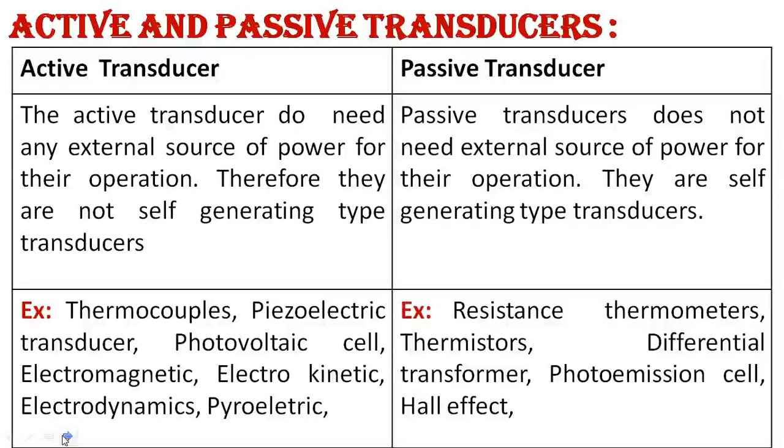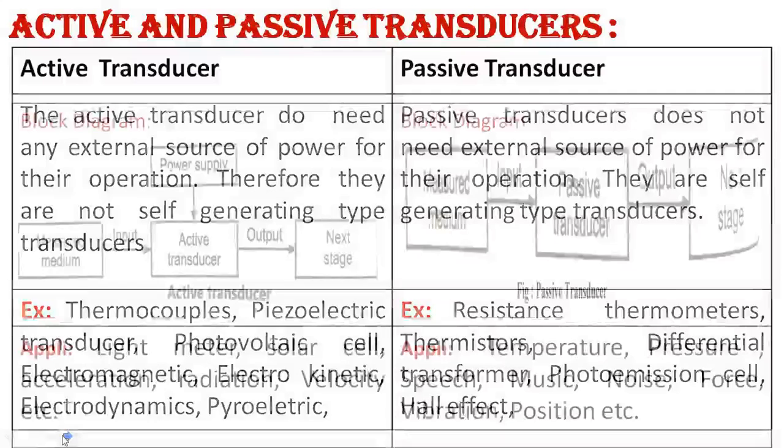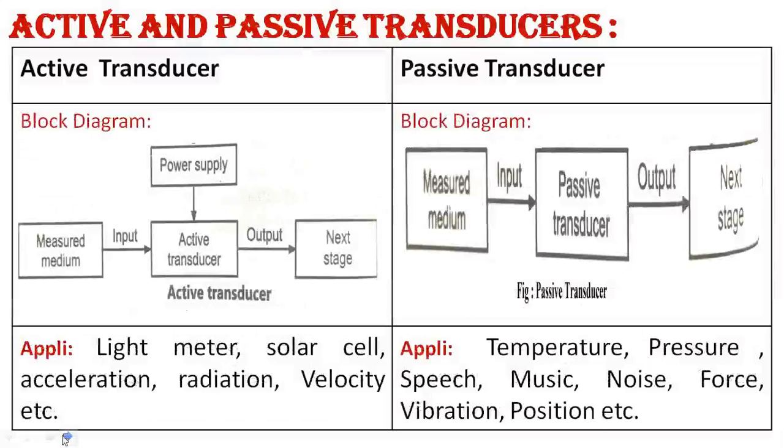Examples of active transducers: thermocouple, piezoelectric transducer, photovoltaic cell, electromagnetic, electrokinetic, electrodynamic, and pyrolytic transducers are the active transducers. And examples of passive transducers: resistance thermometer, thermistor, differential transformer, photo emission cells, Hall effect, etc. are the passive transducers. Now we have to see the block diagram of active and passive transducers.